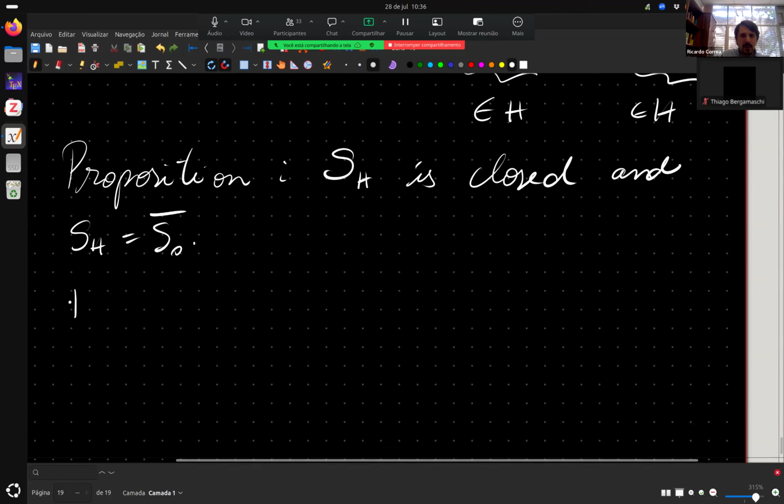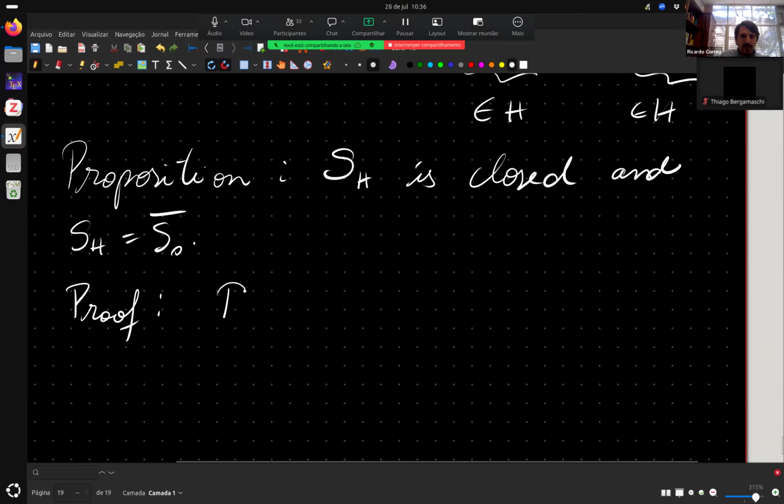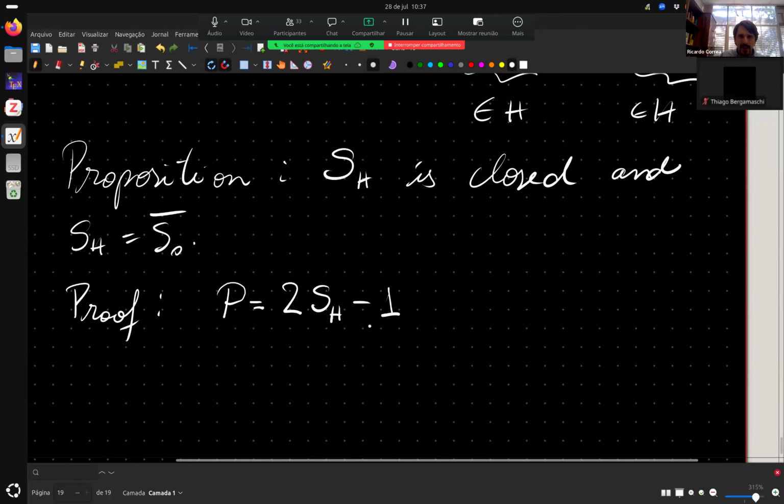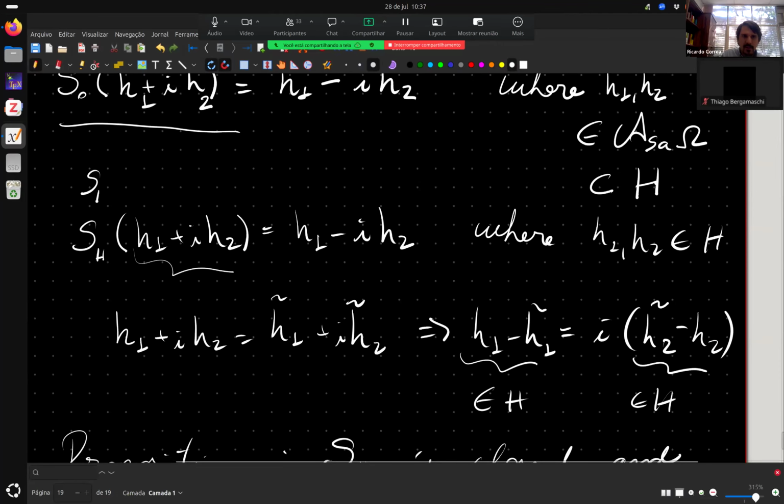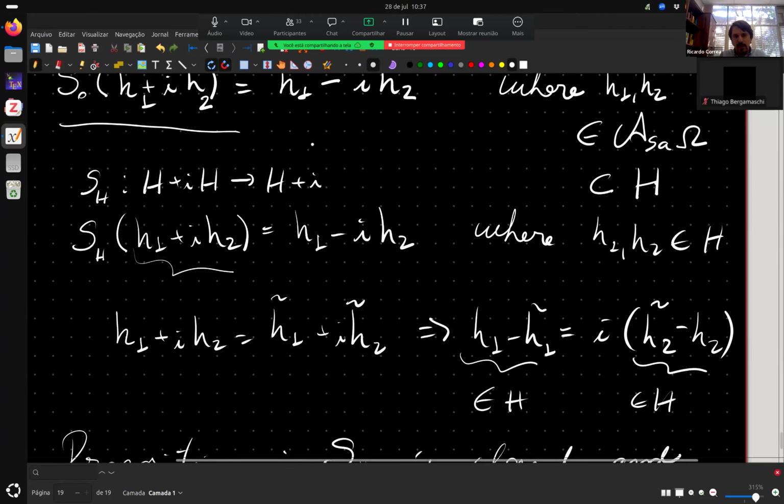So how does it go? I prefer to do this proof in terms of another operator. Namely, I would like to look at a special projection, which is given by 2S_H minus 1. Okay, so the domain is the same. Notice that the domain here is important. So that's S_H defined from H plus I H into H, or into the Hilbert space, depending on how you prefer to look at it.